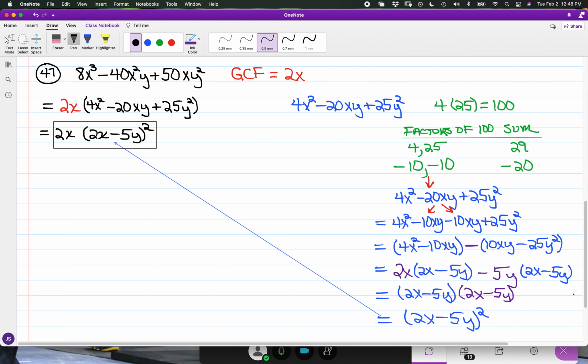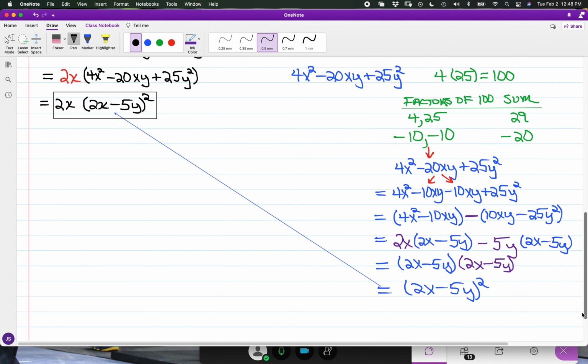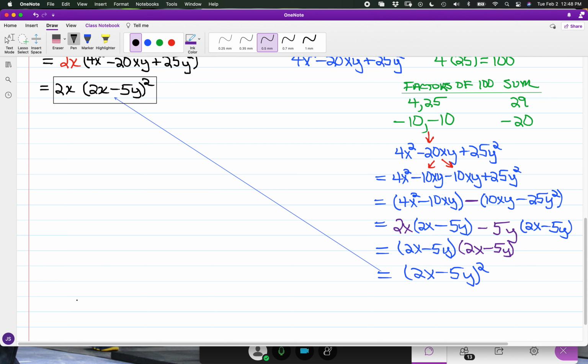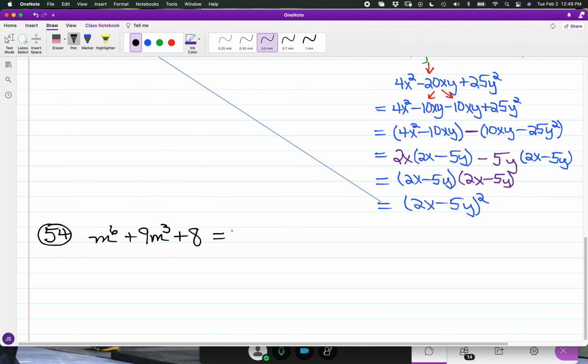All right, now for what we have in the case of number 54, here we have m to the 6th plus 9m to the 3rd plus 8. Now we have a trinomial, and this one can be factored. This expression happens to be quadratic in m to the 3rd, because you have a 2-to-1 ratio.